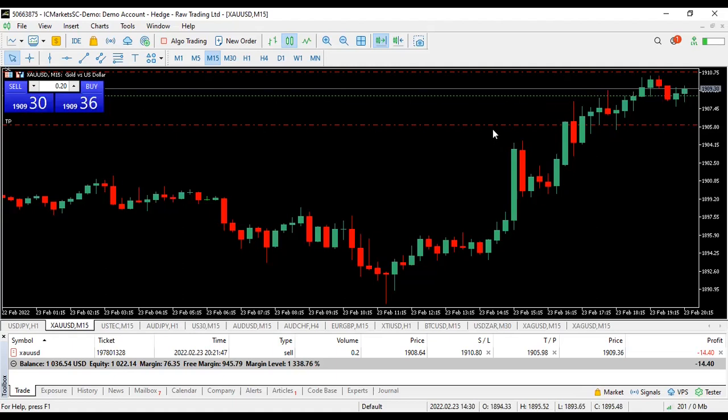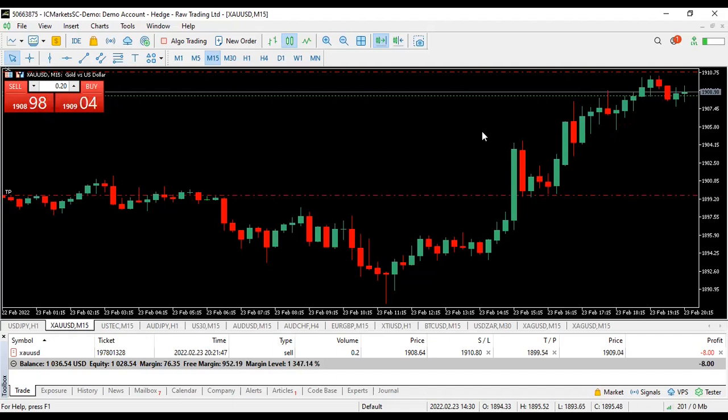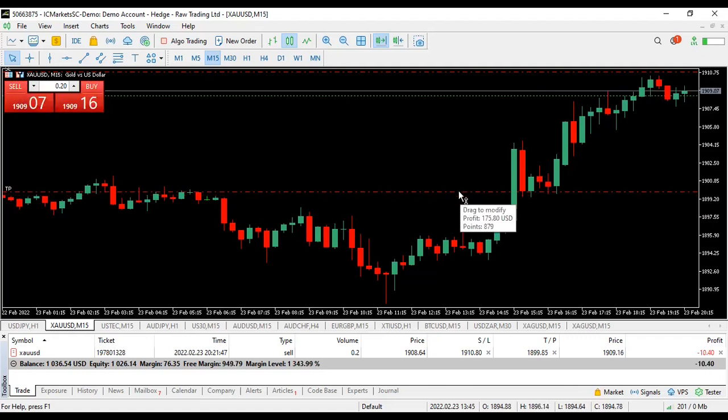But if the trade goes our way, how much are we going to make? Let me hold. We're going to make about $53. Or you can stop. If you have a PC, a computer, you can always move this around. You can hover your mouse on top of this red line. You can see now, if this trade pushes down, we're going to make $175. How much is $175? It's almost 3,000 rands, South African rands.